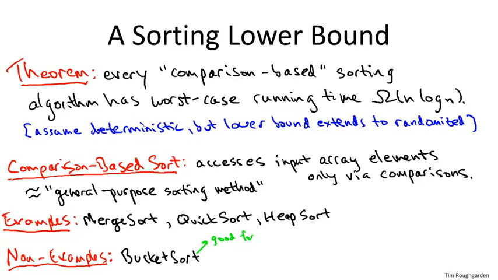Another non-example, which can be quite useful, is counting sort. This sorting algorithm is good when your data, and again we're going to make an assumption on the data, are integers, and small integers. So say they're between 0 and k, where k is, ideally, at most linear in n.